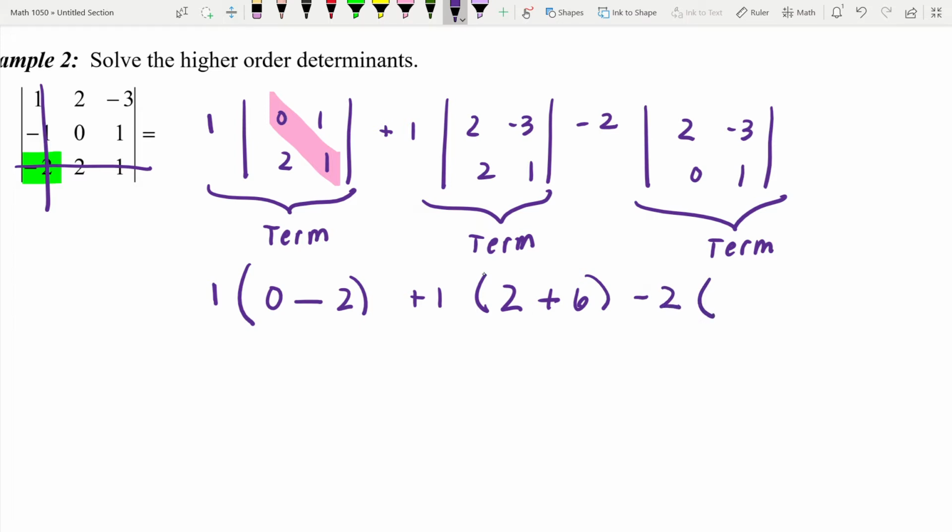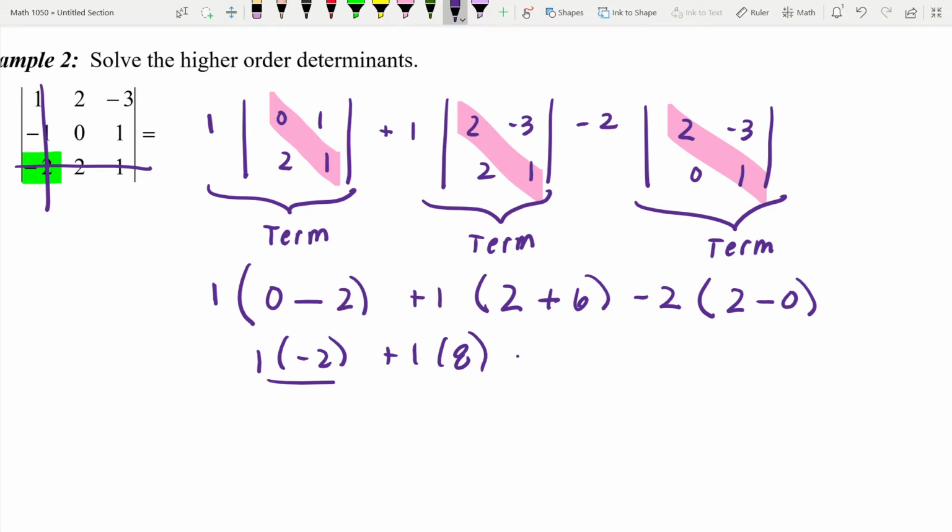Do the next one. Negative 2, parenthesis. First way you multiply is that way. 2 times 1 is 2, minus 0 times negative 3 is a 0. Let's just keep showing some work. So this is going to be 1. 0 minus 2 is a negative 1. That's a term. Plus 1 times 8 minus 2 times 2. So term, term, term. So that's a negative 2 plus 8 minus 4. That gives you a positive 2, and you're done.